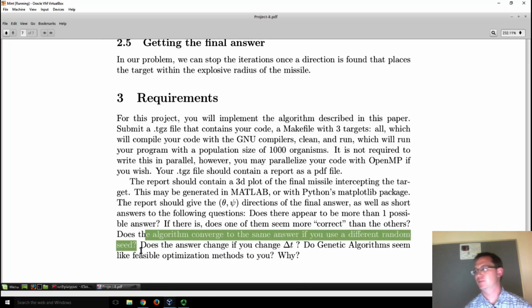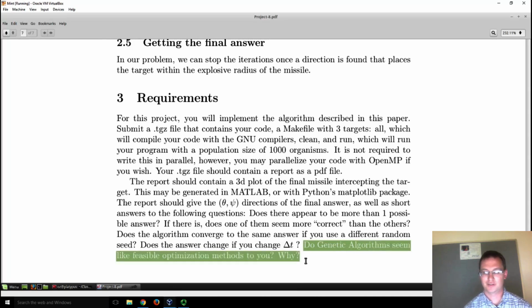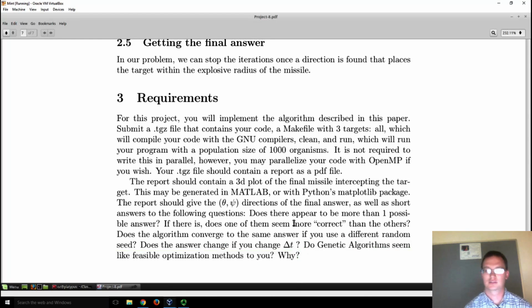And that's very important. A genetic algorithm should converge to the same answer. It may take a different path to get there, but it should always converge. And then this is very important too. If you change delta t in your Runge-Kutta, does that change your answer? And so then I want you, based off these, to answer the question: do genetic algorithms seem like feasible optimization methods to you, and why?